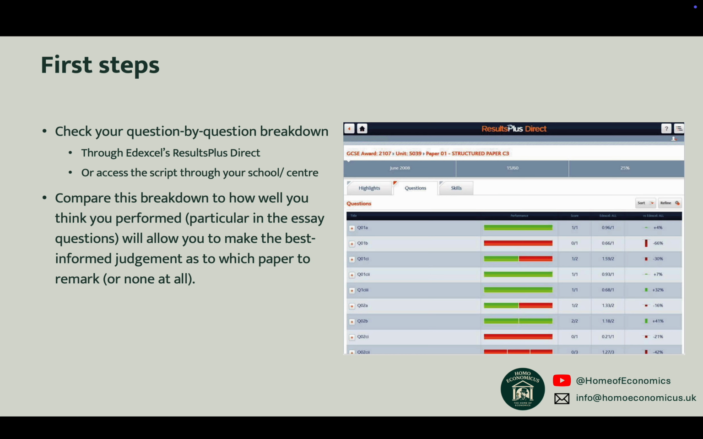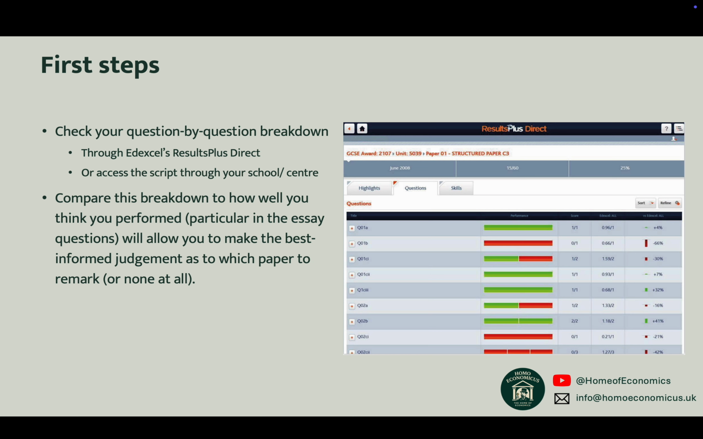This is particularly useful because it gives you an insight into how well you've actually performed, i.e. how many marks the examiner's given you versus how well you think you performed, right? So if you think you did really well in your 25 marker, but you ended up with a 10 out of 25, then maybe we can start thinking about, oh, okay, maybe it's worth sending this paper in for a remark because there is a massive discrepancy.